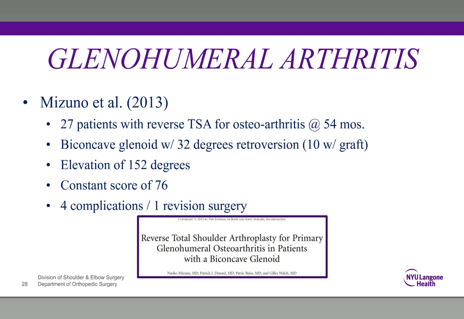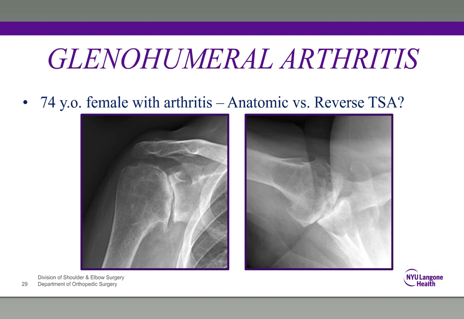However, the patients did fairly well with average elevation to about 152 and constant score of 76. There were 4 complications, but only 1 revision surgery was required at this point. So the question now is, what would you do for a patient like this? Once again, this is debatable.